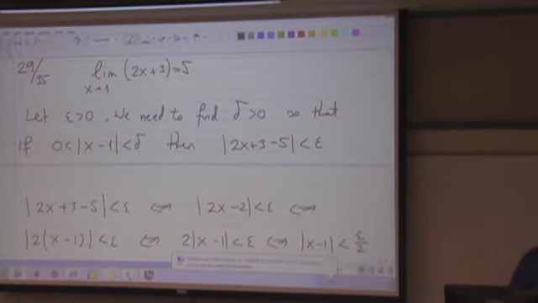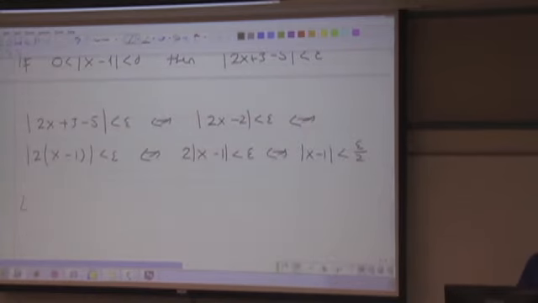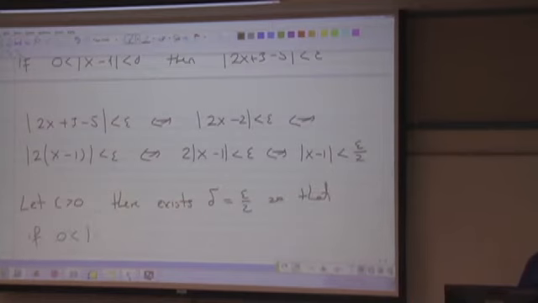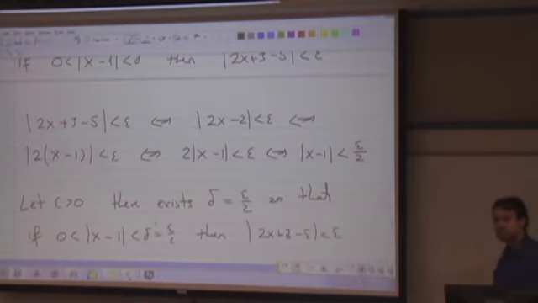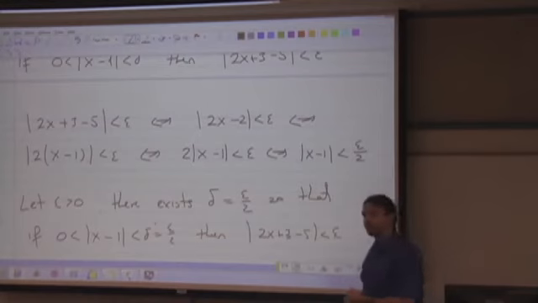Which means, let epsilon be bigger than 0. There exists delta equal to epsilon over 2, so that if 0 is less than the absolute value of x minus 1 is less than delta, which is equal to epsilon over 2, then the absolute value of 2x plus 3 minus 5 is less than epsilon. Is this making any sense?